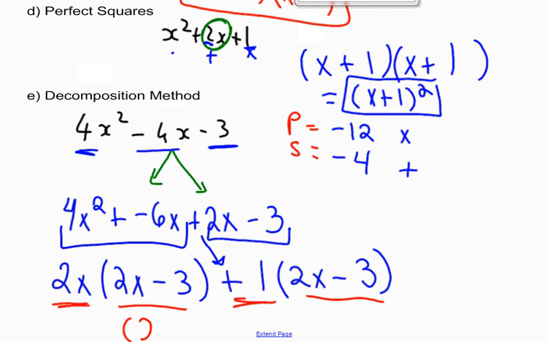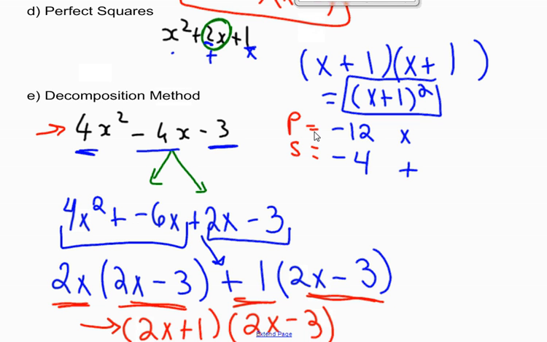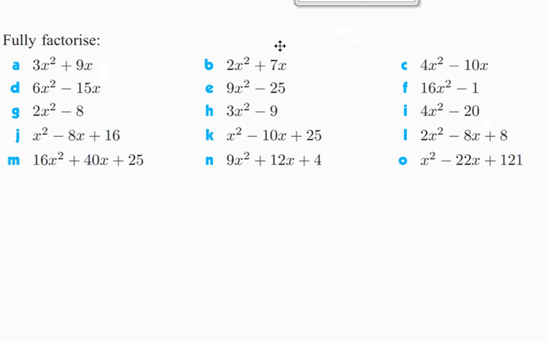So we have 2x plus 1 times our 2x minus 3, because we have 2x minus 3 in both of these. So now our original function, if we were to FOIL this, we would get what we originally started with. So this is our original expression fully factored. So just some practice with that.